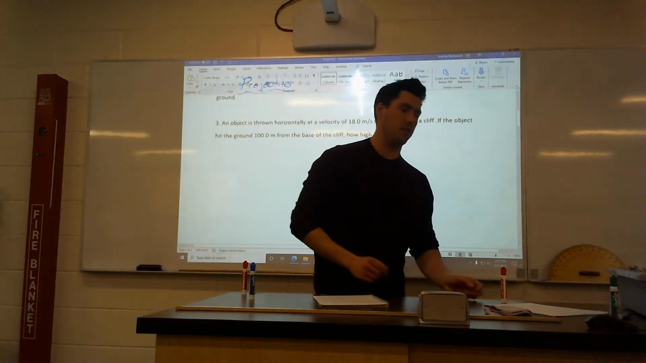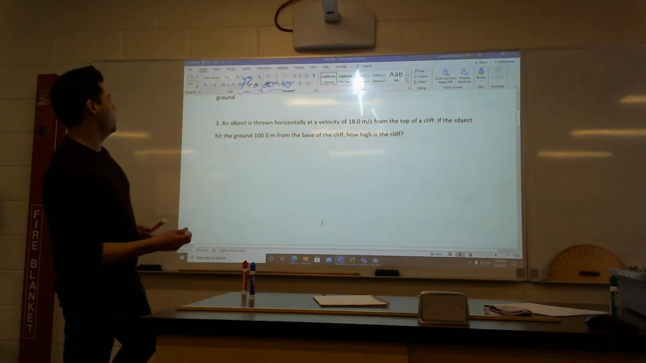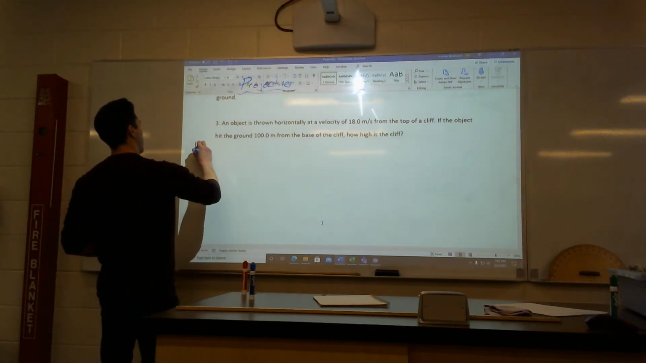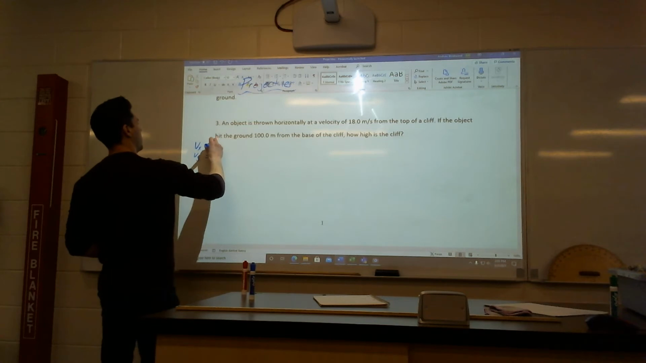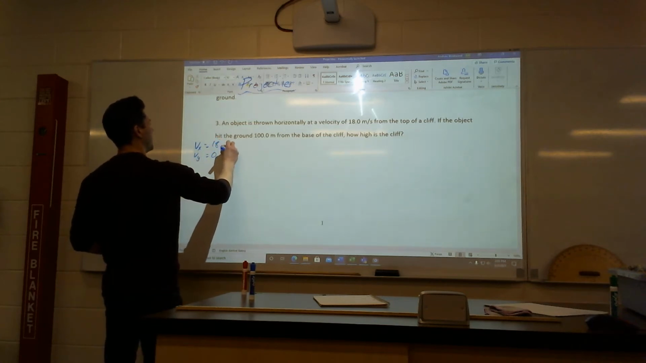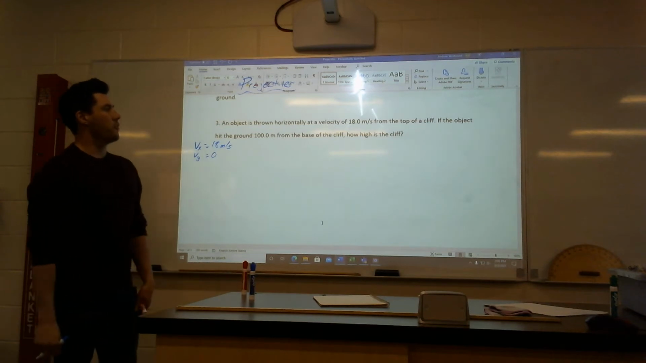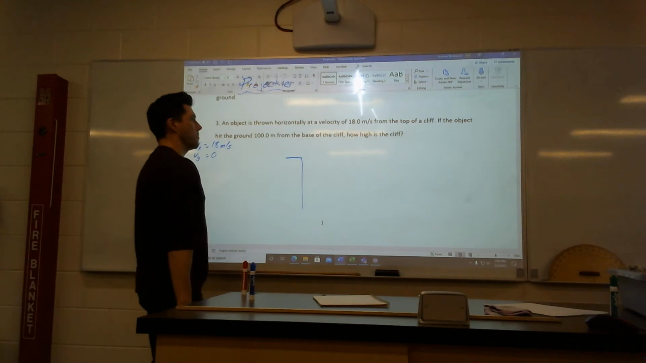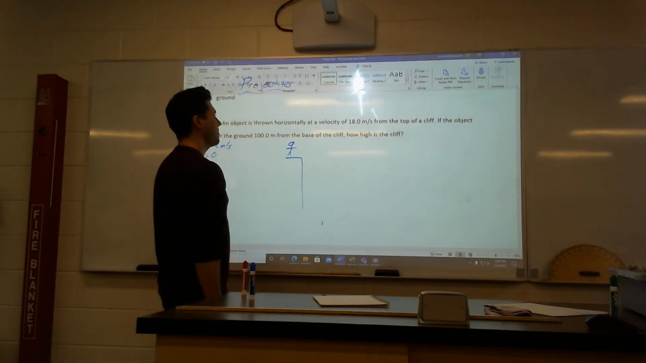All right, so this is question 3 from our practice questions. It says an object is thrown horizontally at a velocity of 18 meters per second. So my Vx equals 18, Vy equals 0. From the top of a cliff, this is our cliff, and this is our person.